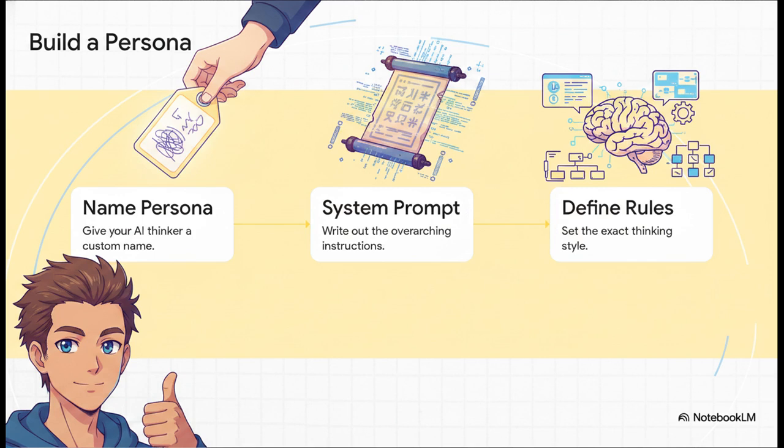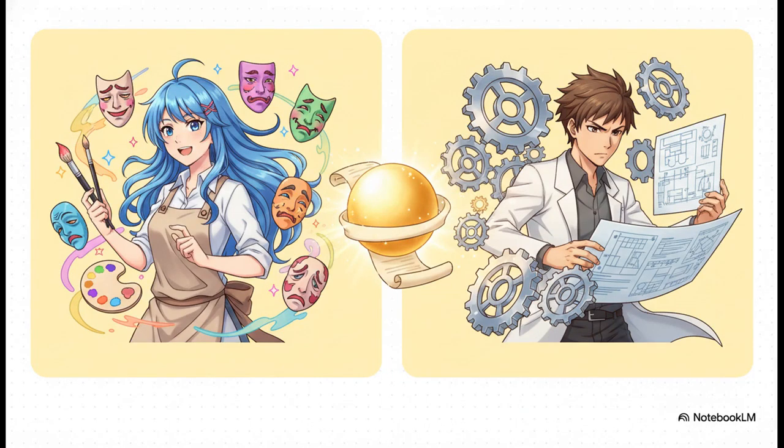First, you name the persona, let's say Elliot. Second, you write the system prompt. And third, and this is absolutely crucial, you define the exact rules and thinking style. You are literally dictating how this specific persona should process information, the exact tone it should use, and how it should format its answers. Now, if that sounds a bit too technical, this comparison should really clear things up.